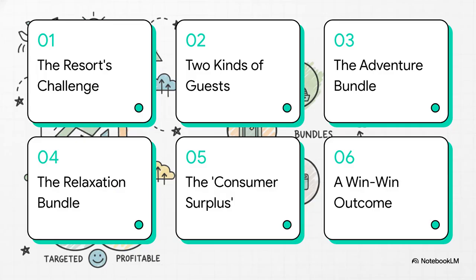So here's our roadmap. First, we'll set the stage and look at the core business problem the resort was facing. Then, we'll dive into how they segmented their customer base, which is the critical first step. From there, we'll analyze the two very different bundles they created, and this is the fun part. We'll unpack the economic theory, consumer surplus, that makes this whole thing tick. And finally, we'll see how it all leads to a win-win for everyone involved.